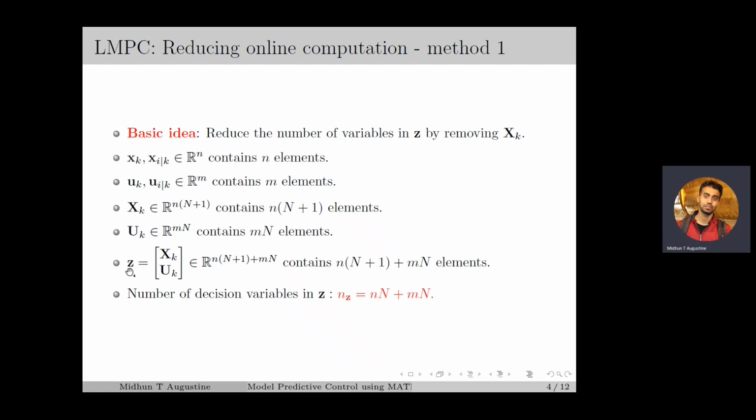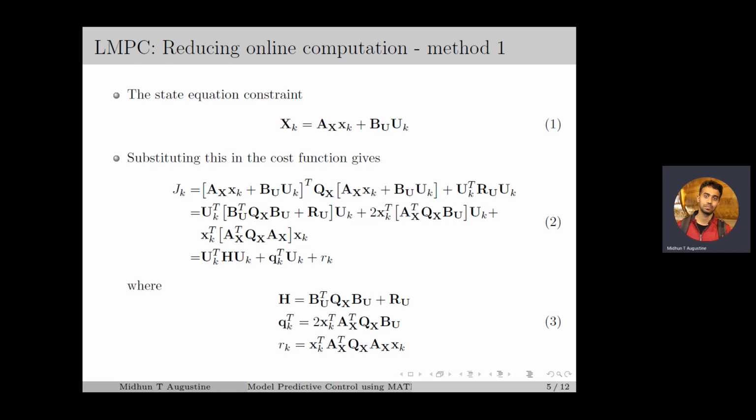Now, Z is the optimization vector which contains capital Xk and capital Uk as its elements. It belongs to R^(n times (N+1) plus m times N) and contains that many elements, in which the current state small xk is known. Therefore, the number of decision variables in Z, which we denote by Nz, is equal to n times N plus m times N. Now, if we can remove capital Xk from Z, then the number of decision variables in Z will reduce to m times N.